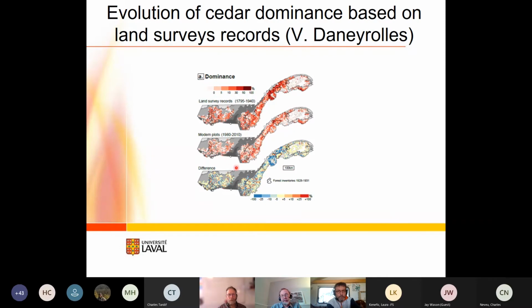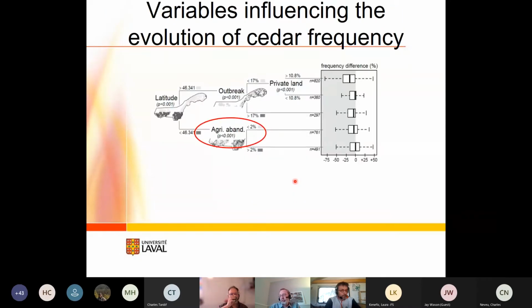We compare that to modern plots, and in the bottom graph here, you see the difference. You see that you have important regions where we have seen a strong decrease in cedar abundance, cedar dominance. But at the same time, you see some red dots here that correspond to increases in cedar dominance. Even though we don't completely understand what is going on there, one element that we found is that the increase in cedar was associated with abandoned agricultural land. We've seen that in some of our field tours where former pasture land was abandoned and finally was invaded by cedar, possibly from seeds that came from adjacent lowland sites that were not converted to agriculture, but this remains to be tested.